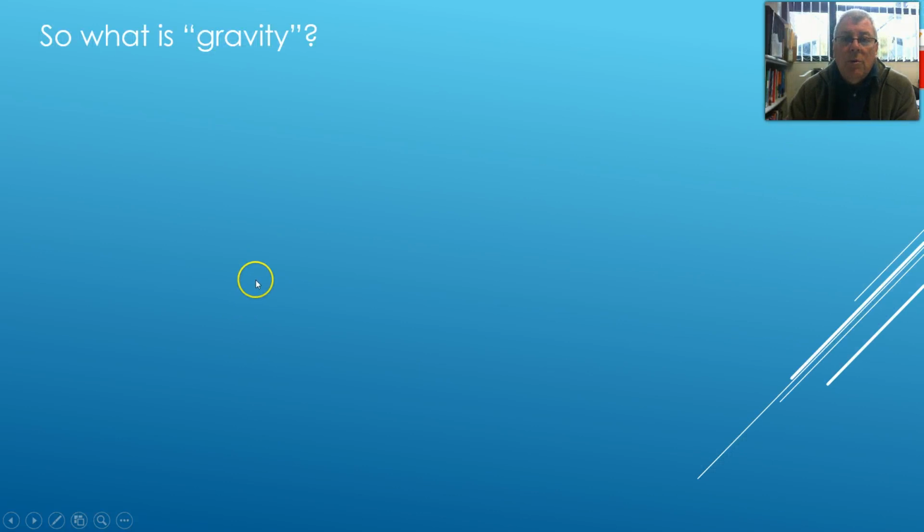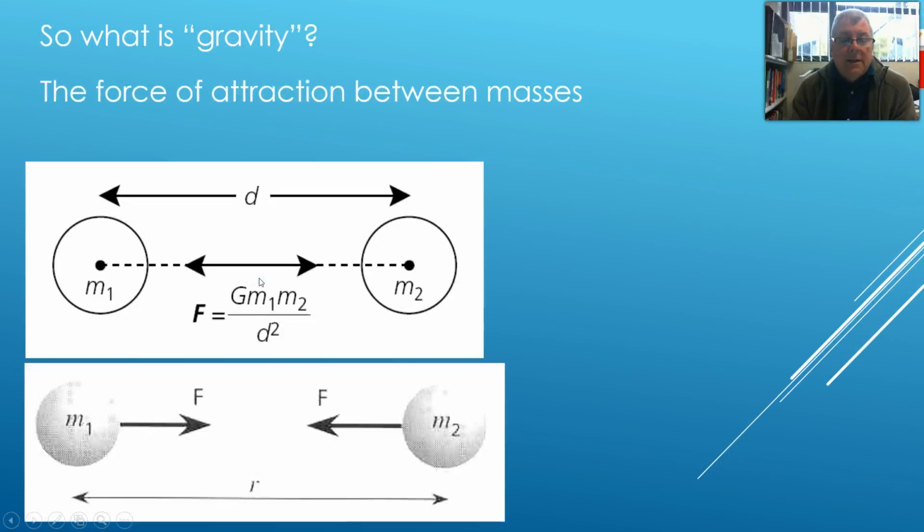So, first of all, what is gravity? Now, our definition of gravity is basically the force of attraction between masses. So, any two masses, no matter how large or how small, have a gravity field around them, and the interaction of those gravity fields gives us what we call gravity.